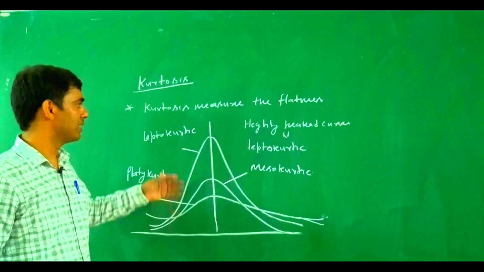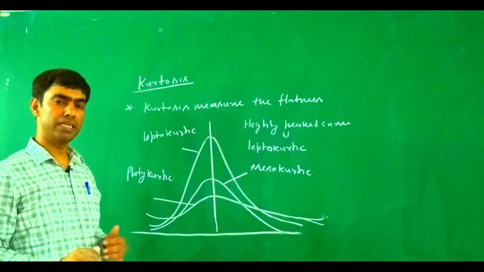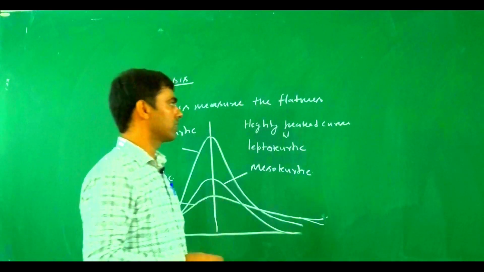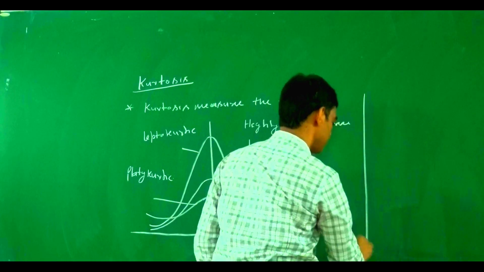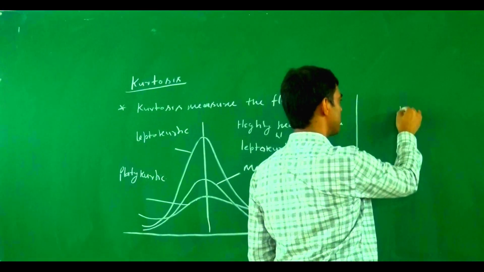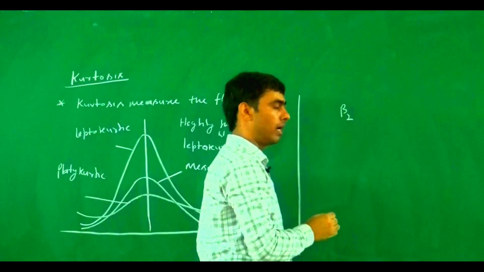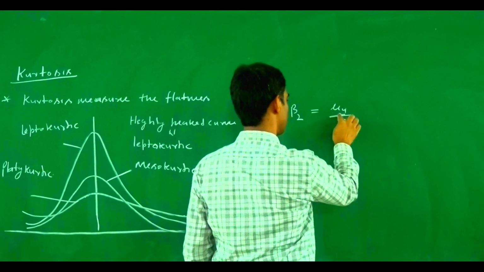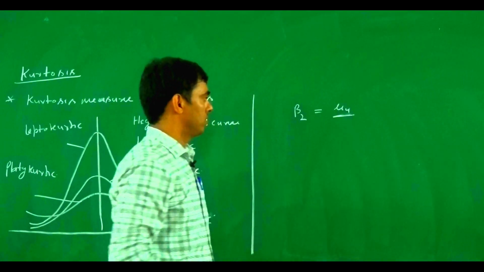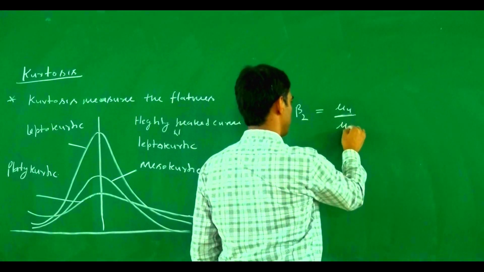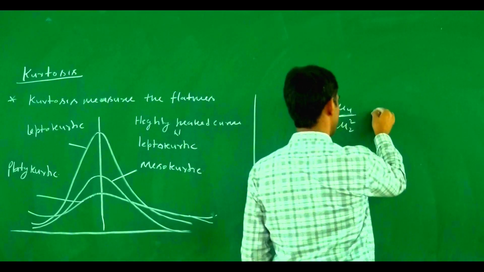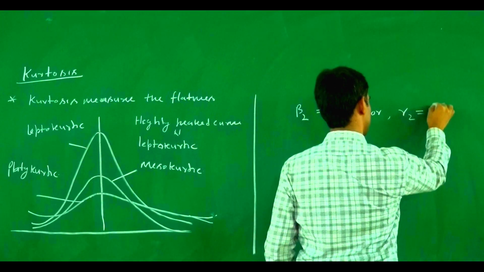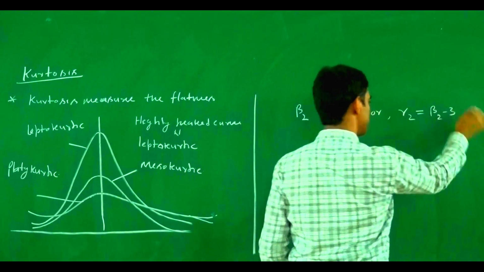So how do we measure whether the given data is highly peaked, low peaked or normal? Pearson suggested on the basis of beta 2. And what is the value of beta 2? Beta 2 is mu4 upon mu2 squared. Or he derived another coefficient: gamma 2 equals beta 2 minus 3.